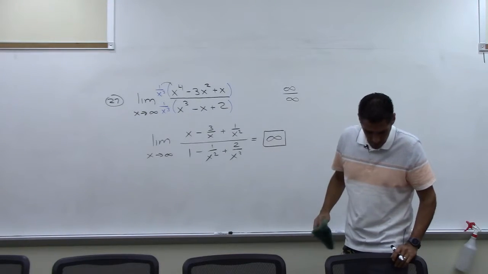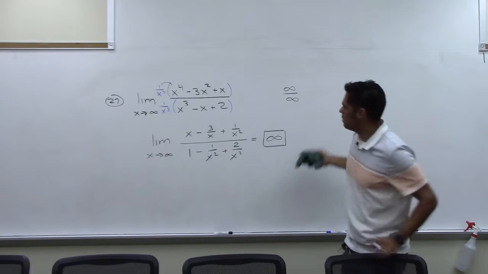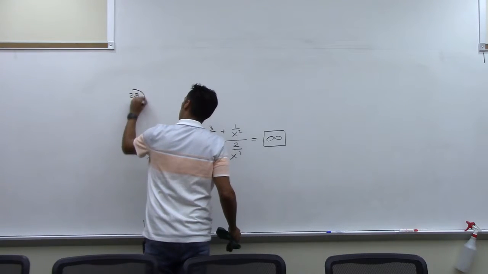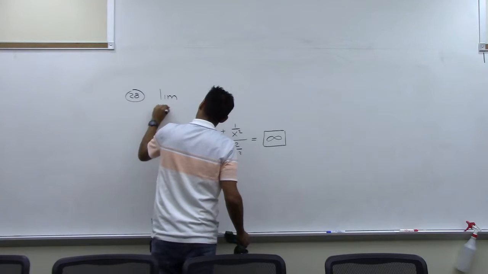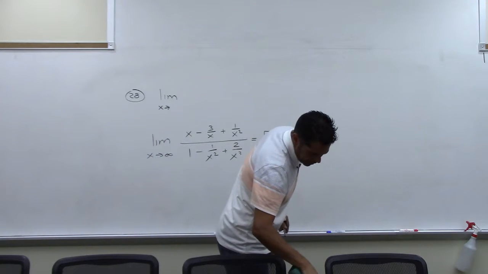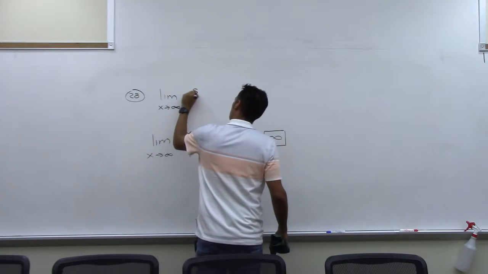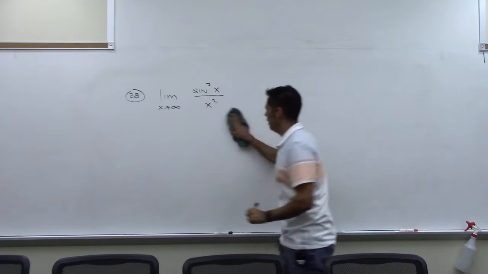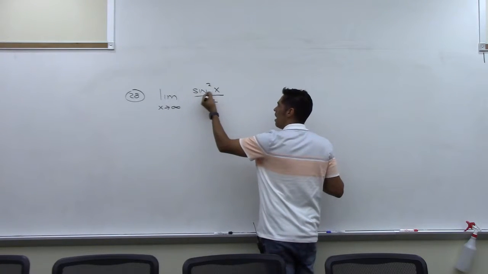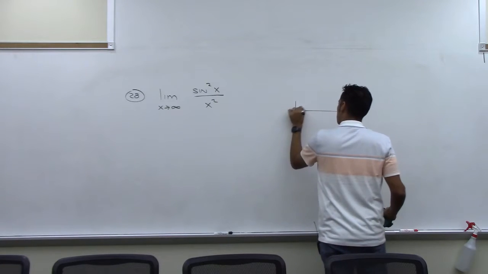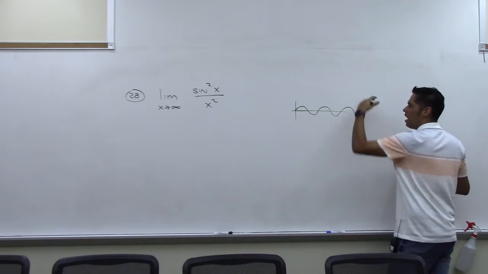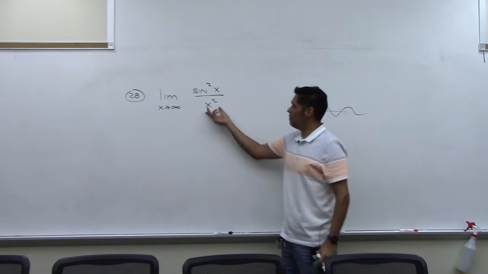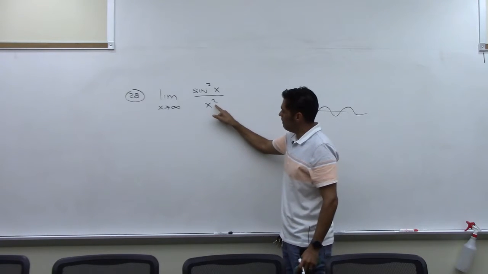All right, let's look at 28. Limit x goes to infinity again of sine squared x over x squared. All right, so if we let x go to infinity, sine of infinity, that's kind of a weird one. Here's the sine function. As you go to infinity, it just oscillates back and forth. So this limit actually doesn't even exist. And then the one on the bottom here, this goes to infinity.